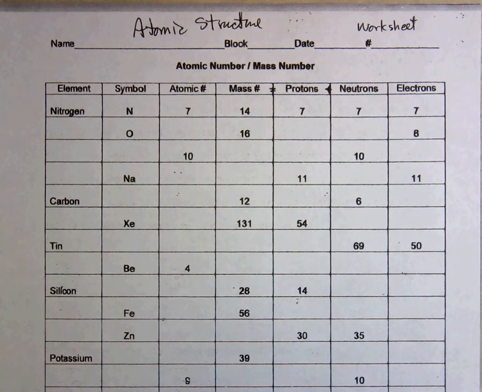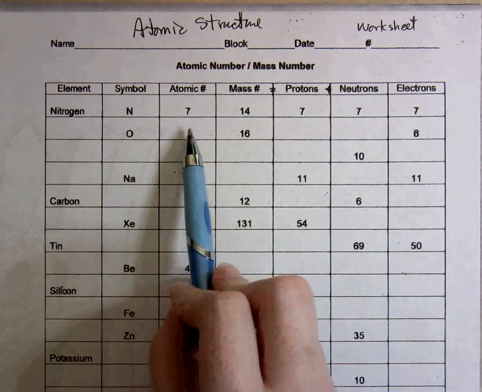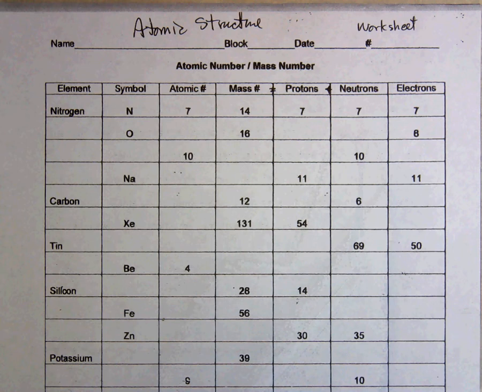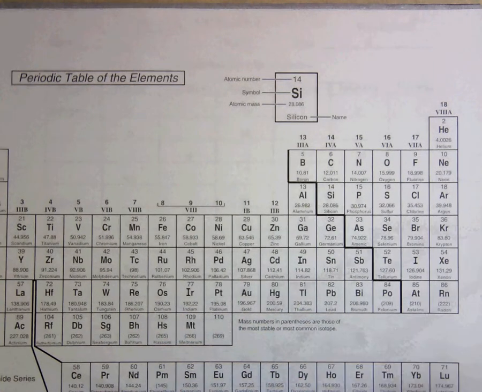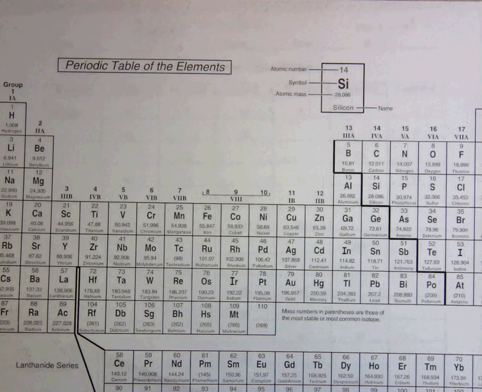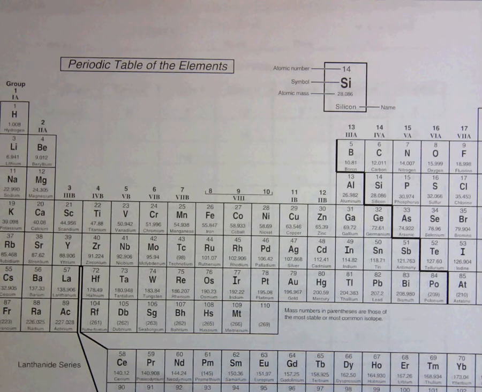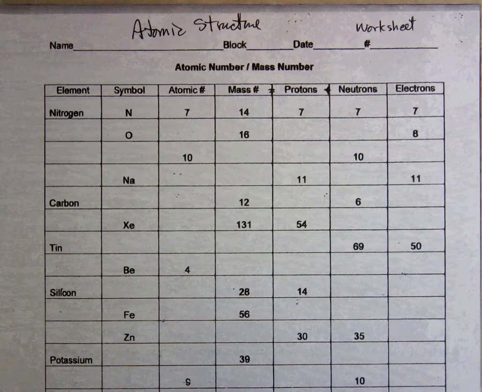Atomic structure. In this worksheet, you're going to fill in the blanks in the data table based on information that you get from the periodic table of elements. So if you don't have a periodic table at this point, make sure you do get one because you will need it for this worksheet. Let's go through the example together.